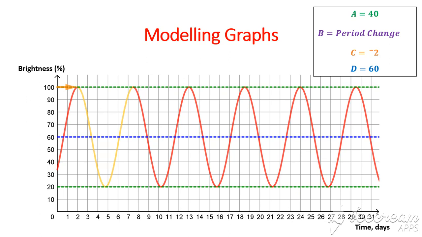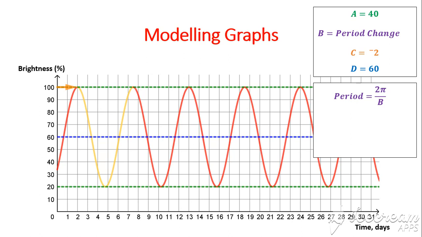Now, we're going to work out the period. The value of B is to do with the period, and the period is equal to 2 pi over B. We're going to flip that over and get B is equal to 2 pi over the period. So 2 pi divided by 5.5 because we were told it takes 5.5 days to complete one cycle. So we've got B is equal to 2 pi over 5.5.